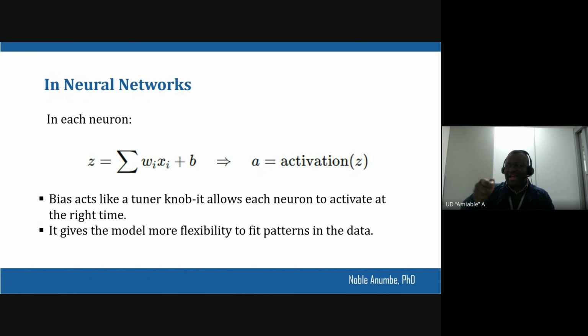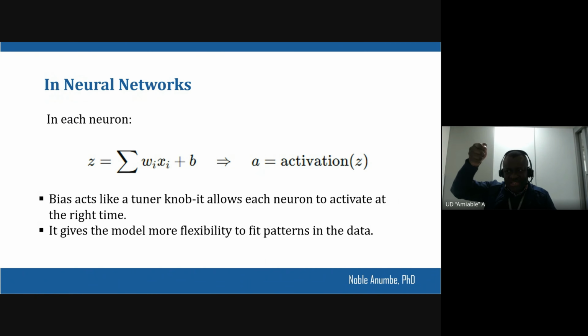That's what bias does. It allows each neuron to activate at the right time. Now, your brain, right? Notice that all the neurons in your brain are not firing at the same time. If they fire at the same time, you are going to go crazy, right? So only some parts of your brain are activating at any one time. What helps these particular neurons know which of them should be firing and which of them should not be firing at one time? That's why it says bias, which is your intercept, acts like a tuner knob. It allows each neuron to activate at the right time.